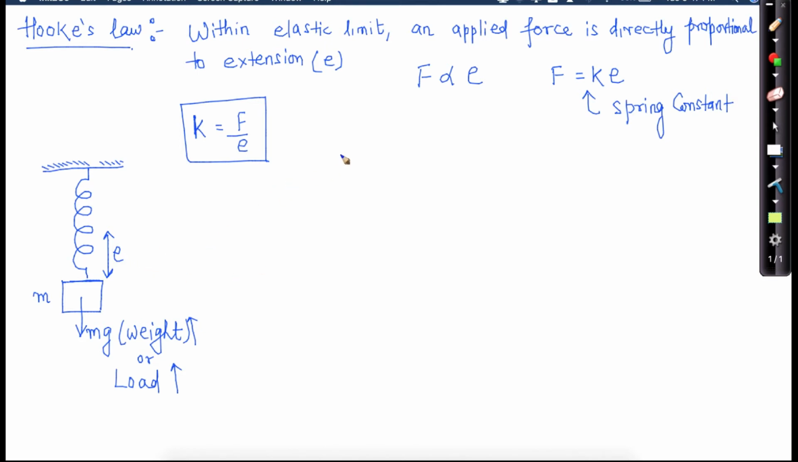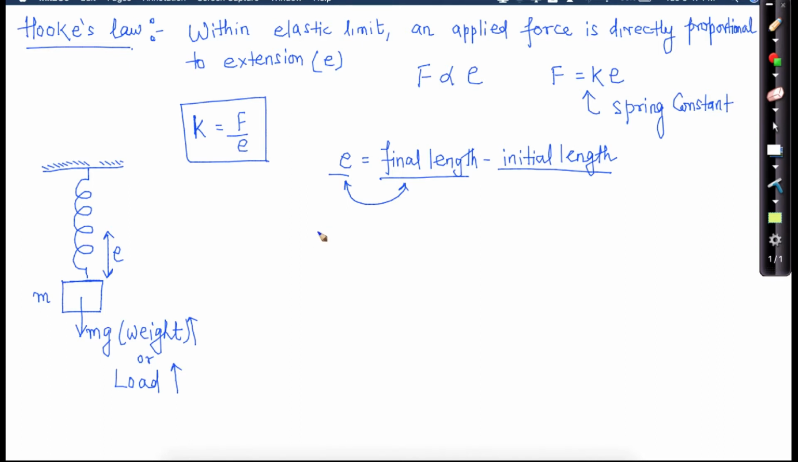So here the extension you're going to calculate like this: final length subtracted by the initial length. So take care of this thing, students. Initial length is a different thing, extension is a different thing, final length is a different thing. Sometimes students confuse the final length and extension. Extension is always calculated as the difference between final length and initial length.